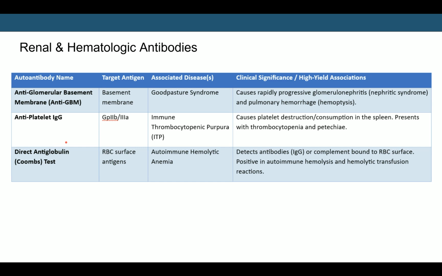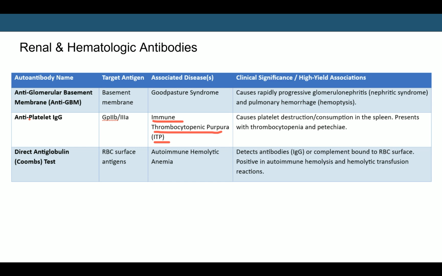For the renal ones and the hematological ones, we have the anti-glomerular basement membrane, and this is associated with Goodpasture syndrome. The target antigen is going to be the basement membrane. It causes nephritic syndrome, which is rapidly progressive glomerulonephritis, and pulmonary hemorrhage, which presents as hemoptysis. Anti-glomerular basement membrane.